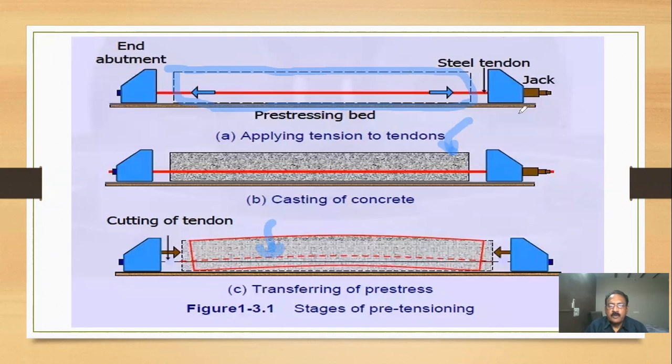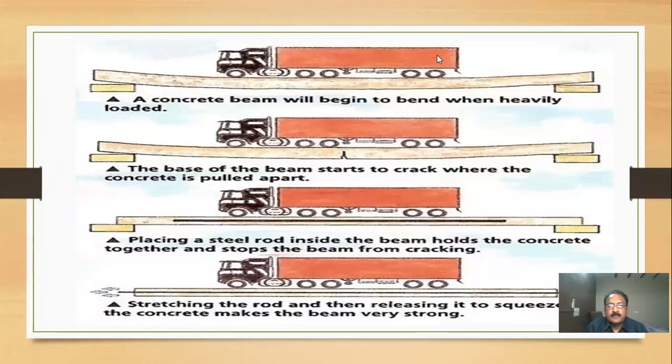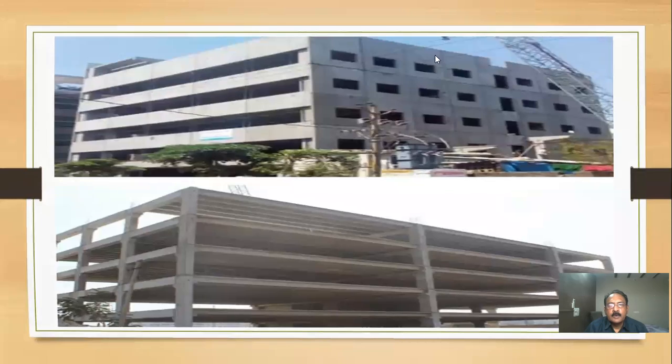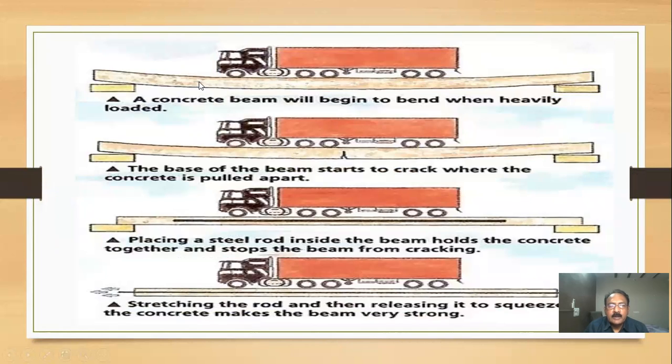See, if you observe, this is pre-tension. These are the different stages of stressing. And the next one is what we have already observed. If your vehicle is moving like this on a bridge, it will deflect like this, and cracks will develop like this if you don't have reinforcement.